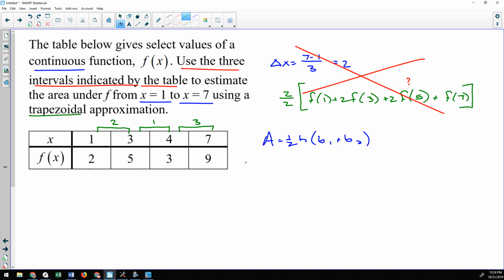And the function values are the length of the bases. So when I do my trapezoidal approximation, this area is going to be approximately half the height of my first trapezoid, which is 2, times the sum of the bases, which are 2 and 5 for that first trapezoid.